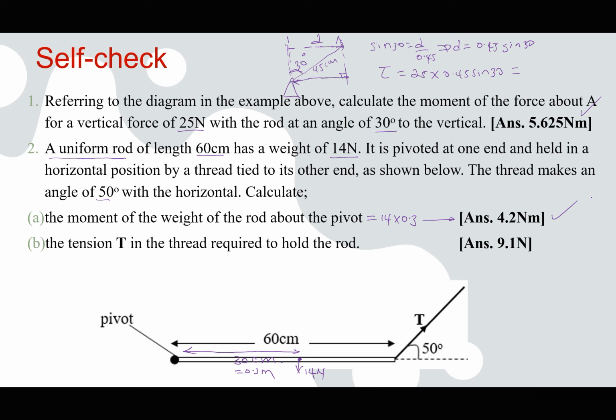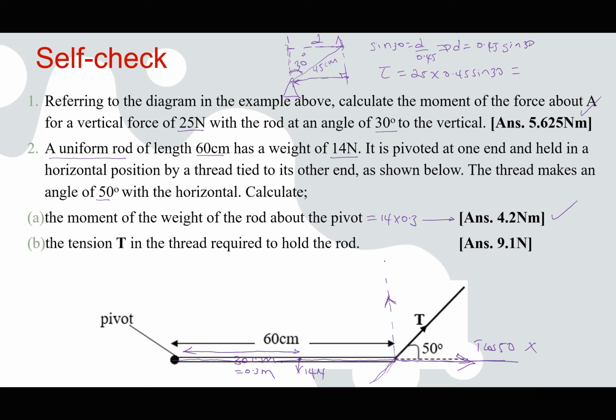Then the tension in the thread required to hold the rod. This is where resolving is going to be very important, because you need a perpendicular distance. Even if you prolong this further backwards, you will not easily find a perpendicular distance. But if you resolve T to the vertical, the vertical component of T is going to be acting at a perpendicular distance of 60 centimeters, because the horizontal component of T will be acting through the pivot. If I prolong the line for the horizontal component, it goes through the pivot. So the horizontal component, which is T cos 50, has no moment about the pivot because its line of action goes through the pivot.